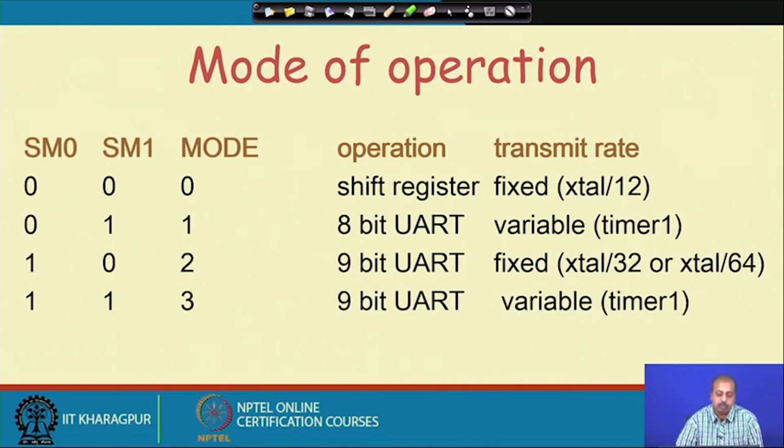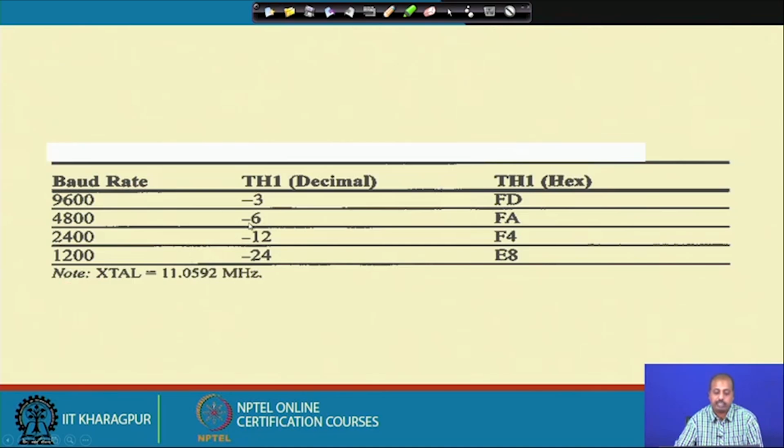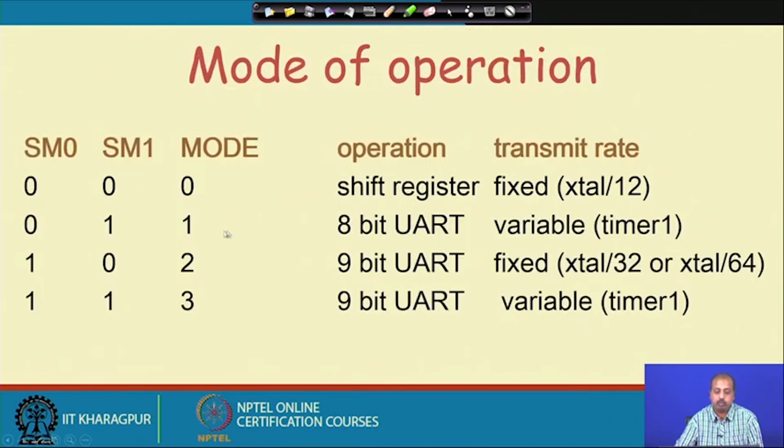If you are using mode 01, it is a 9-bit UART, and the transmission rate can be variable. The different baud rates that we are talking about here can be selected if you are operating in mode 1 by setting SM0, SM1 to 01. Then you can use timer 1 for setting the baud rate.